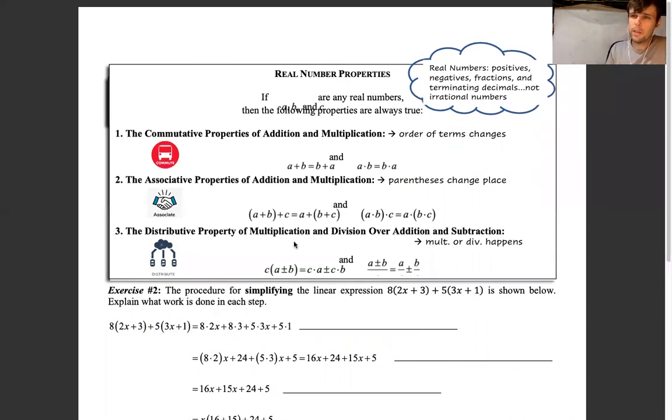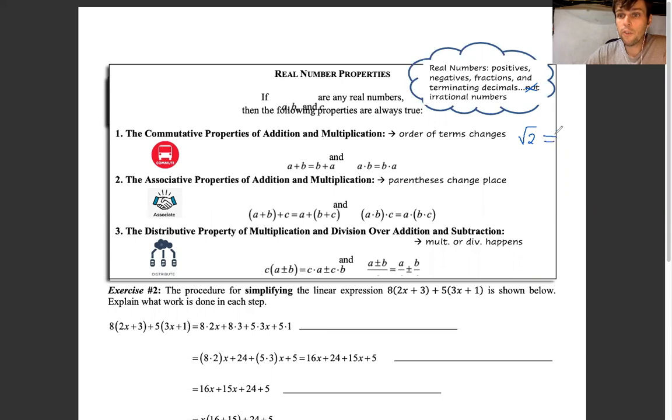Real numbers, hopefully we have an idea of what this means, but real numbers are positive numbers, negative numbers, fractions, terminating decimals. They can be rational numbers or irrational numbers. An irrational number would be something like the square root of 2. That is a real number. It just can't be represented using a fraction, so we call it irrational.